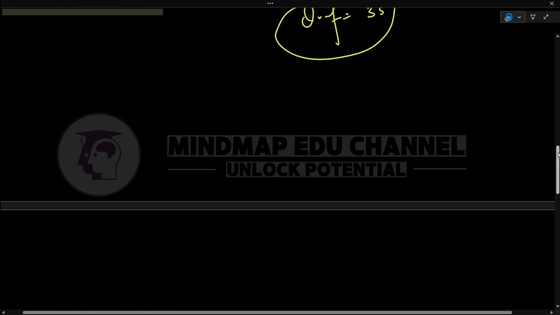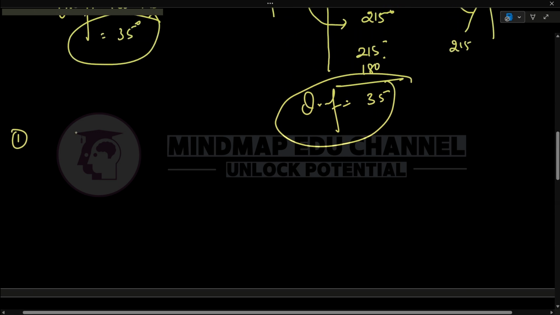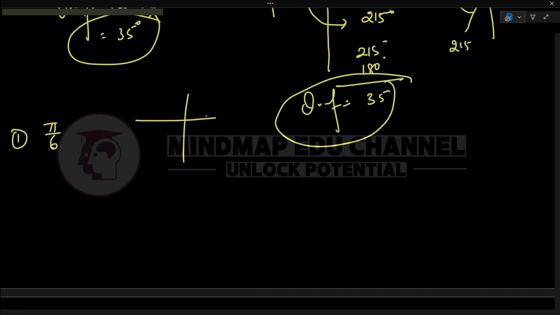Now let's see if the angle is given in radians. So the first angle we will do here is pi by 6. So again, same way, check in which quadrant pi by 6 falls. It's in the first quadrant. So in the first quadrant, your theta itself is the reference angle. So the reference angle is pi by 6.